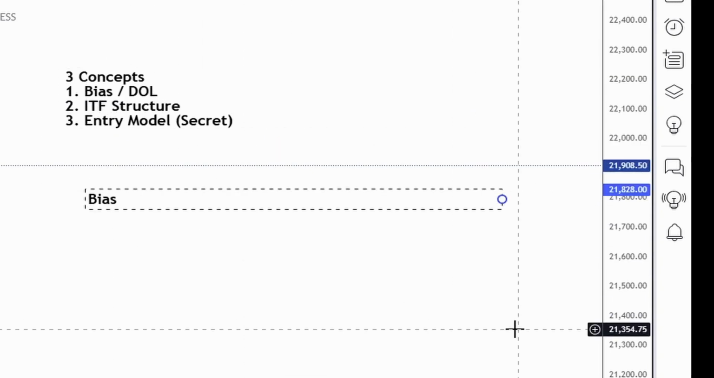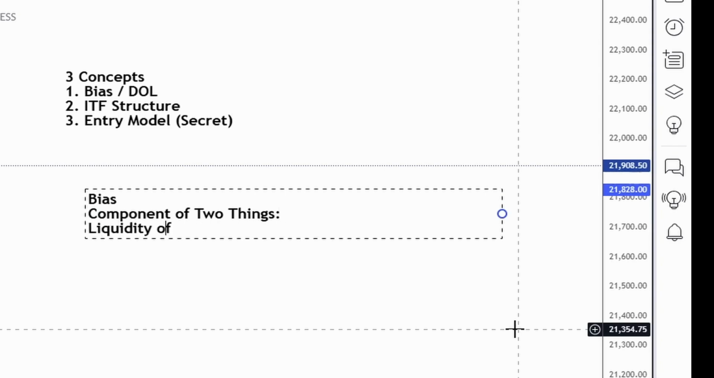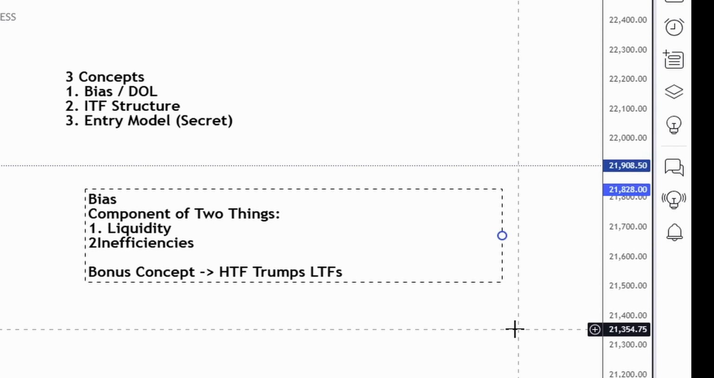For bias, it's a component of two things: liquidity and inefficiencies. Bonus concept here as well: higher time frame trumps lower time frames. Let's start with this part first. One and two. I'm typing this out because this is good for you to take notes. You should be taking notes here.